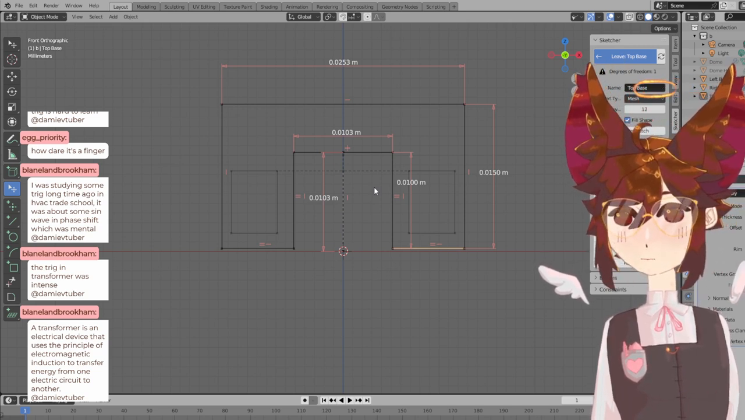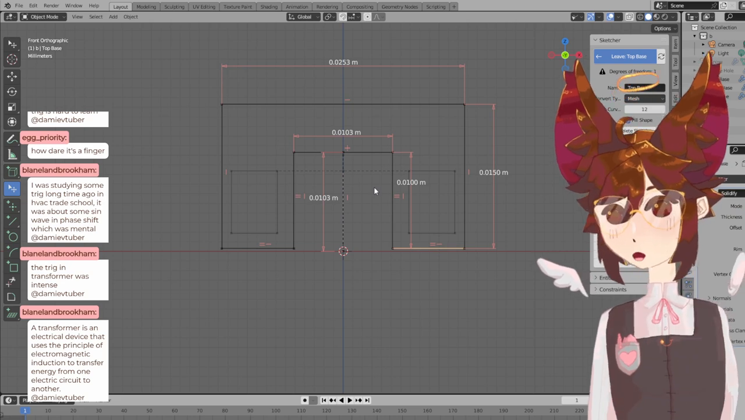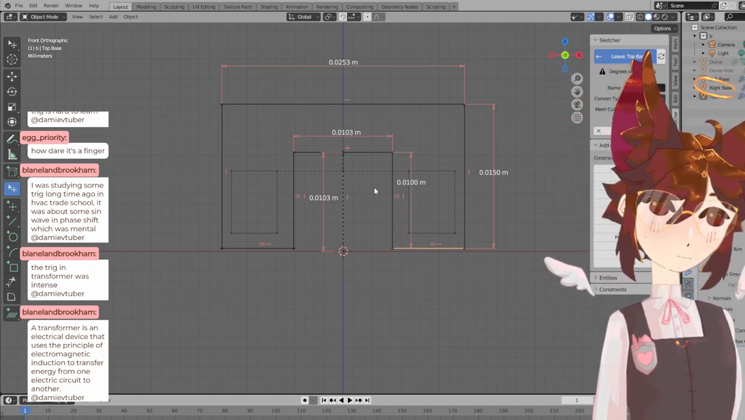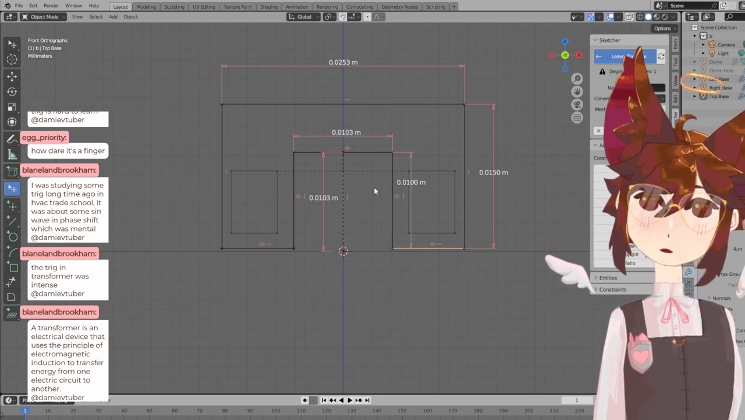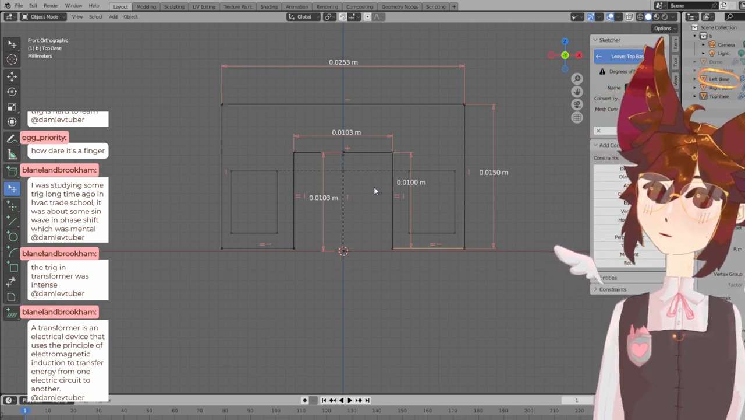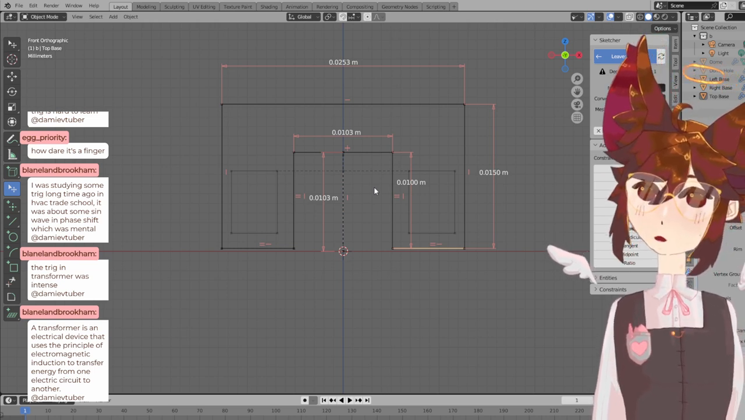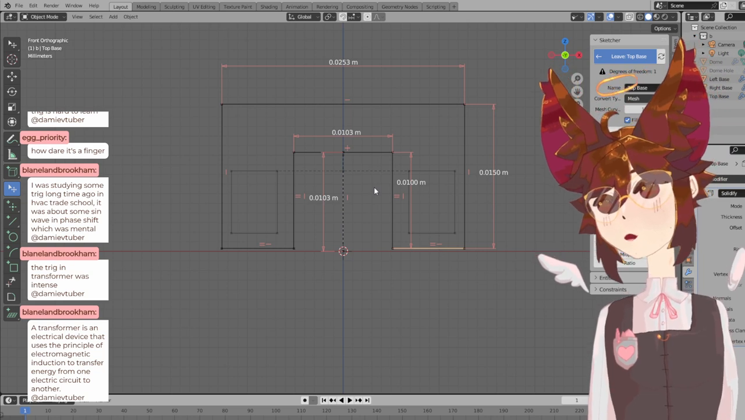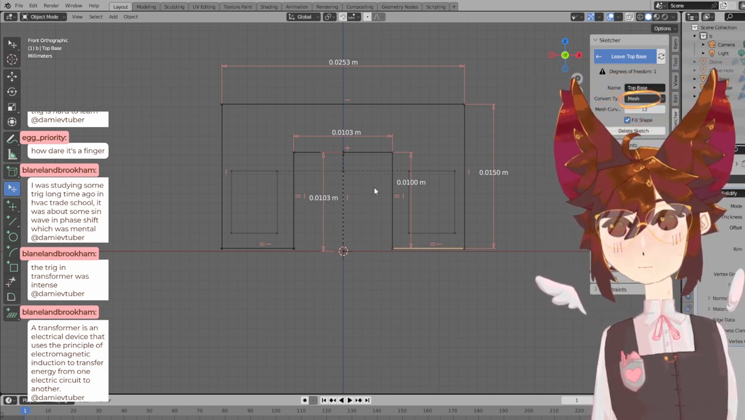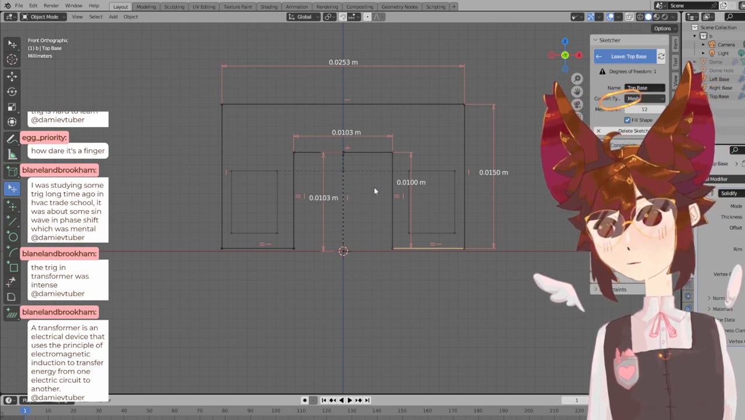Oh, we good. Oh yeah, a transformer. Yeah, I know about transformers. I just don't know the trigonometry behind them. I didn't know you went to HVAC trade school. That's pretty cool. Did you go for installation or design of HVAC? Or did you have to learn welding and stuff?